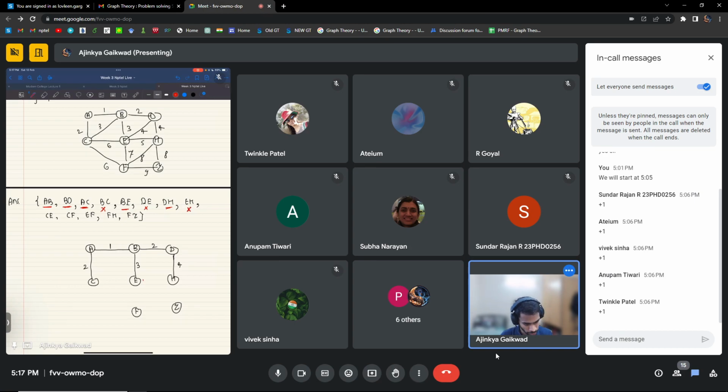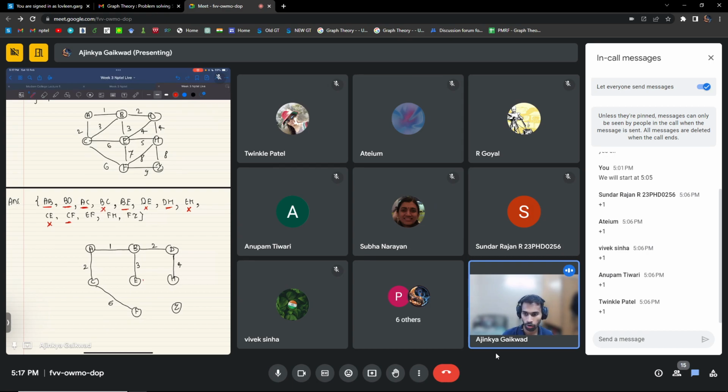EH is not possible. Next edge is CE. CE is also not possible because it is forming a cycle here, CABEC. So CE is not possible. CF. Yes, CF we can add because you can see there is no cycle. So CF is of weight 6. And then okay, so CF is done. I have added it. Then next is EF.